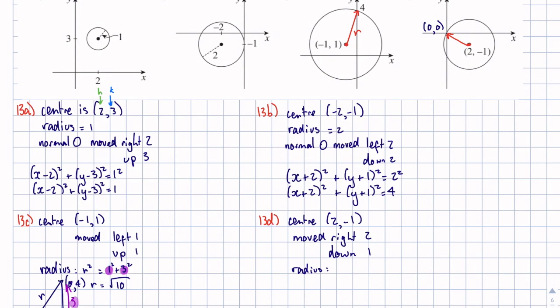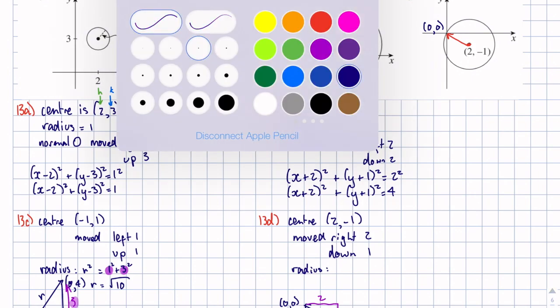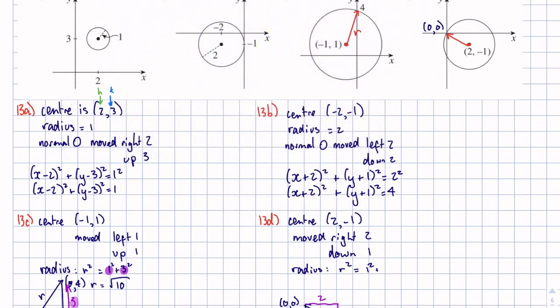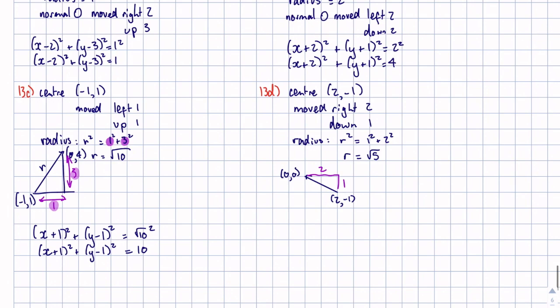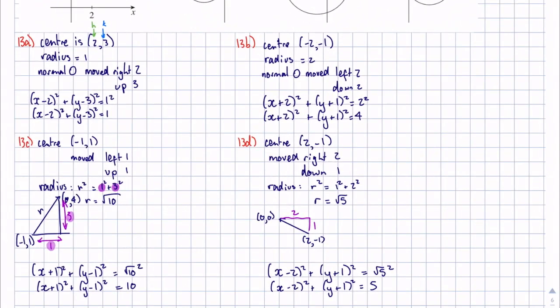To figure out the radius, this time my thing's going to look a bit more like this. This is the point (0, 0). This is the point (2, −1). So if I build my triangle around that, it's gone up 1 and across 2. So r² = 1² + 2². So r = √5. Which means in my formula, I've got (x − 2)² + (y + 1)² = (√5)², which means I've got (x − 2)² + (y + 1)² = 5. It's kind of as hard as it gets with those. That's it.